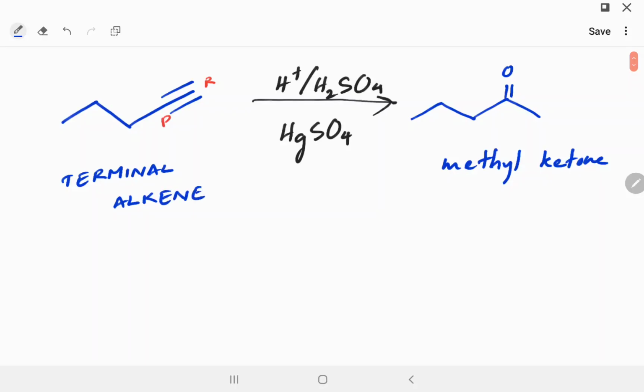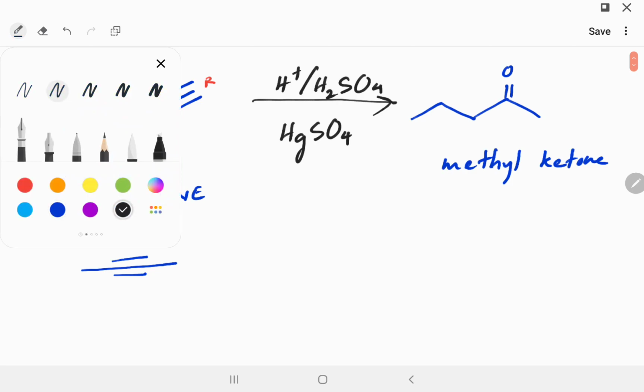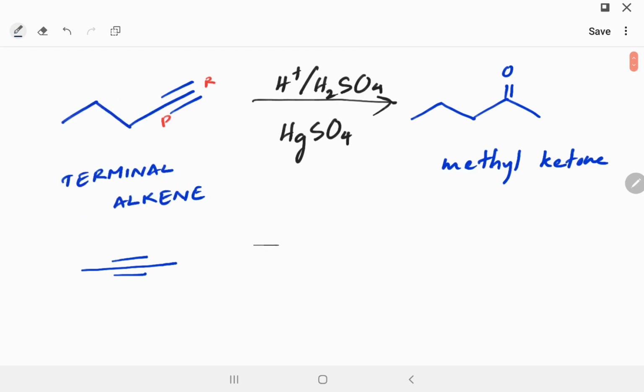Okay, let's use a different alkyne. So let's say we have an internal alkyne, which means the triple bond is inside the molecule and it is not at a terminal. Let's say you are hydrating this particular alkyne. The reagents are the same.